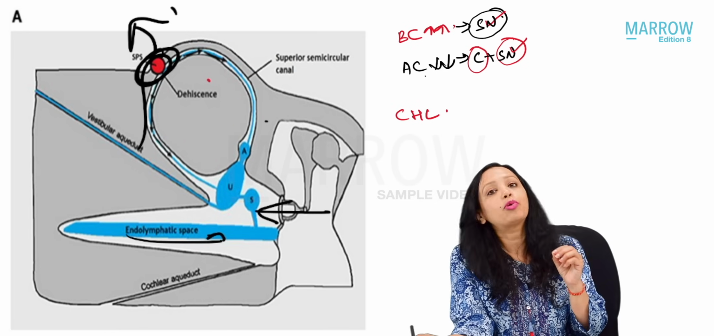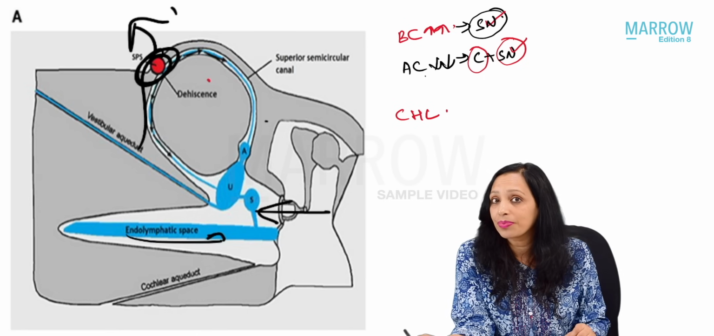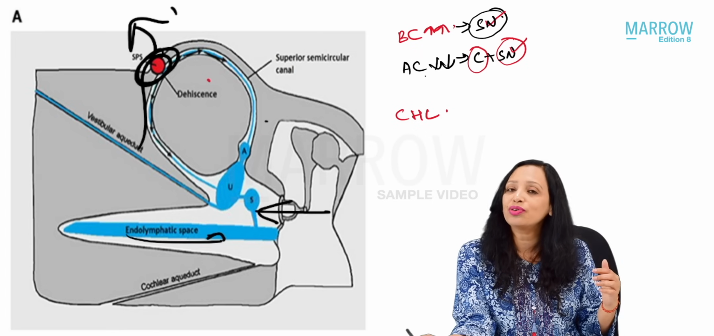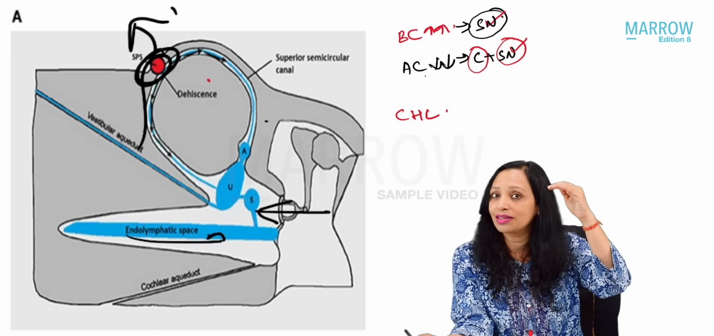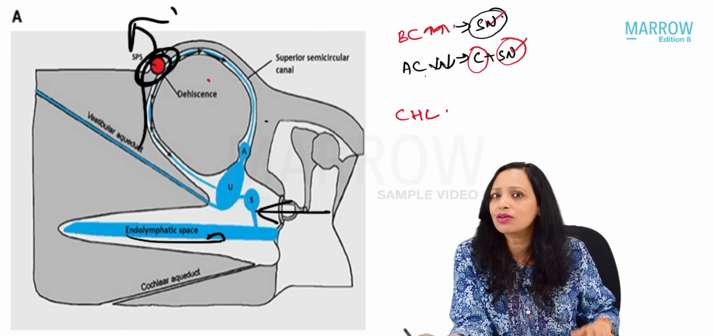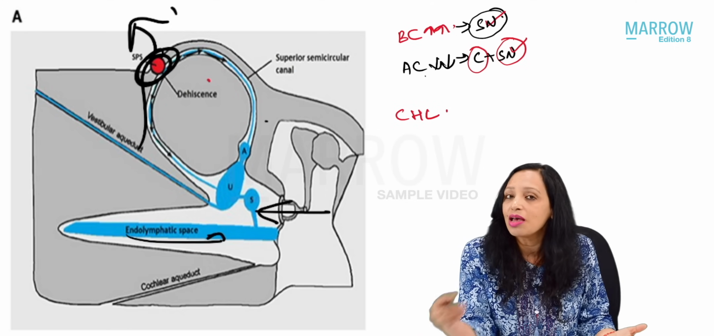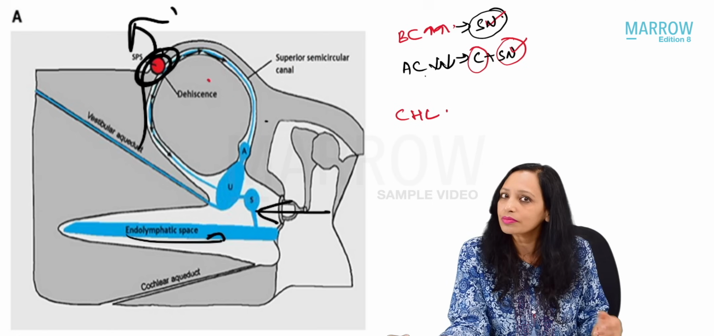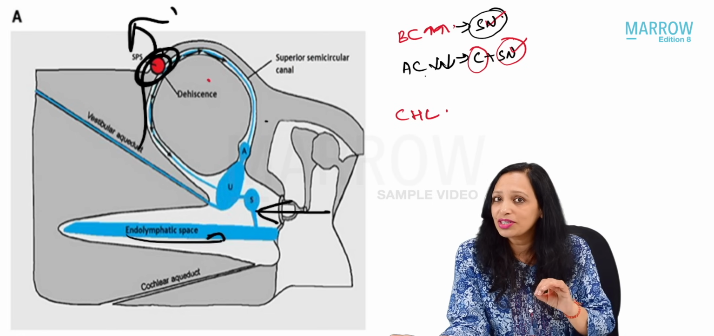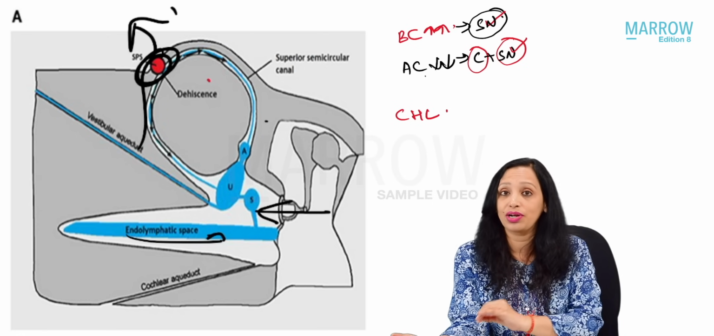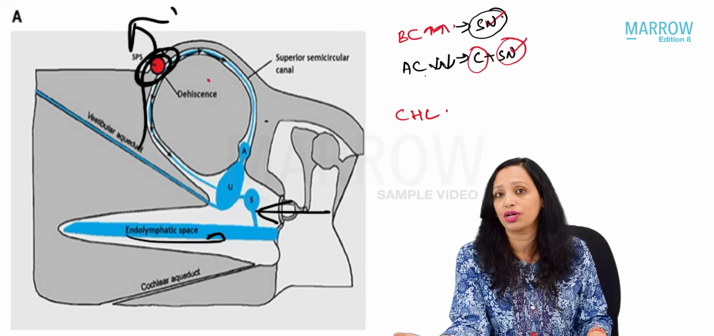This is a very important point that is asked in your exam. In third window syndrome, we know that there is a third window at the roof of the superior semicircular canal. So, usually the normal thinking is that the patient will have sensorineural hearing loss because it is an inner ear pathology. But we just saw that the patient has a conductive hearing loss. He presents with conductive hearing loss.